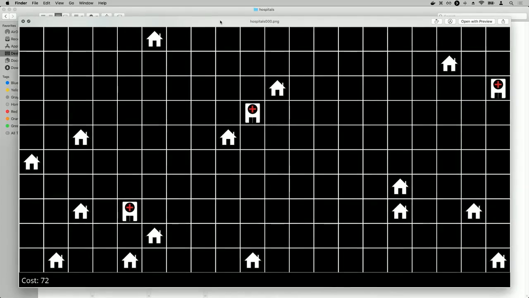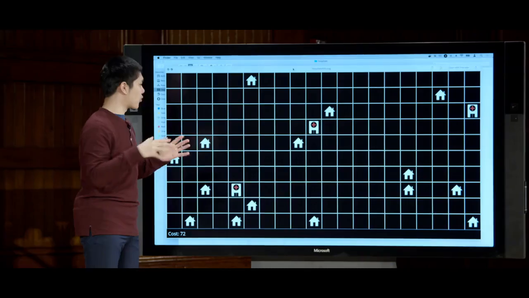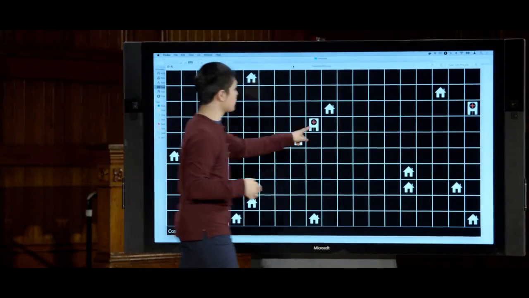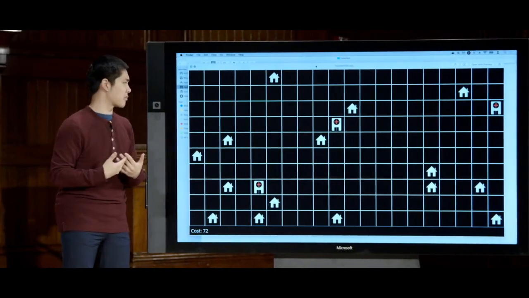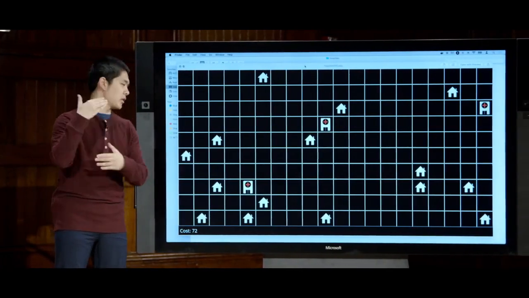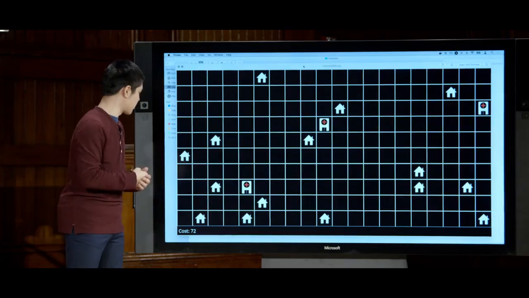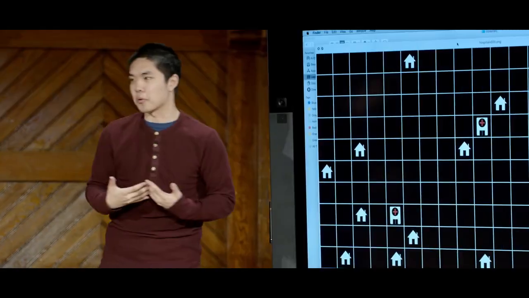So here, for example, was the initial configuration. We randomly selected a location for each of these 15 different houses, and then randomly selected locations for 1, 2, 3 hospitals that were just located somewhere inside of this state space. And if you add up all the distances from each of the houses to their nearest hospital, you get a total cost of about 72. And so now the question is, what neighbors can we move to that improve the situation?